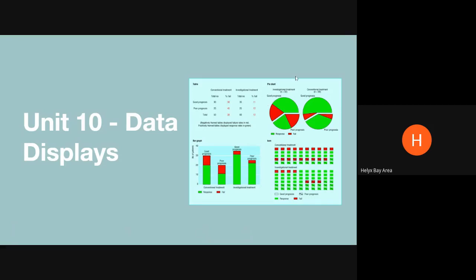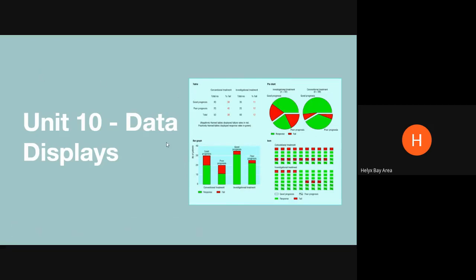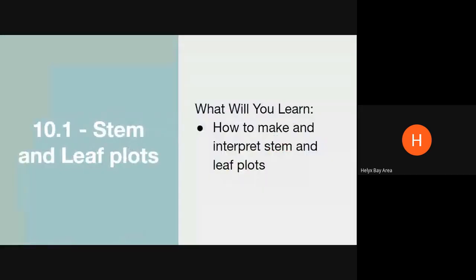So you guys can see that pie charts are a good way to look at stuff. Histograms are a good way to look at stuff, and icons. The types of things that represent data are a really good way to display your data in meaningful ways. So we'll be going over different types of graphs today. If you guys have any questions, just interrupt me when I'm talking, or just wait till I ask for questions. Okay, so 10.1, we're going to be learning about stem and leaf plots.